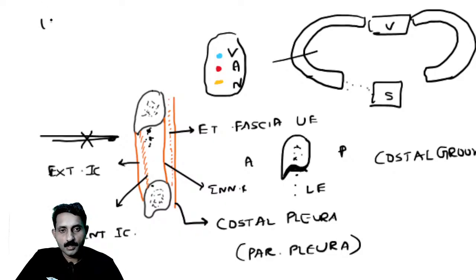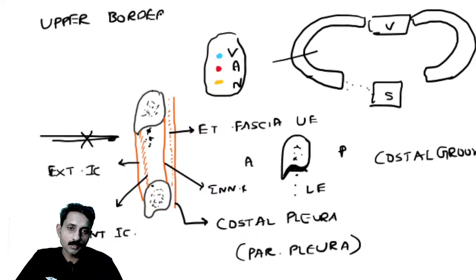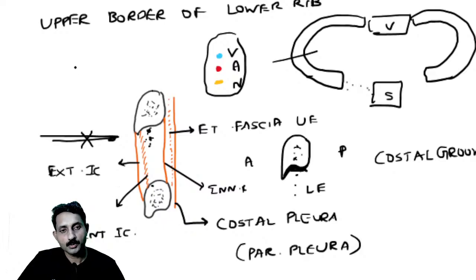So note down this word: you have to put on the upper border of the lower rib. So you should put the needle in which part? Into the upper border of the lower rib. Why? Because if I put the needle here, I will injure the neurovascular bundle here.